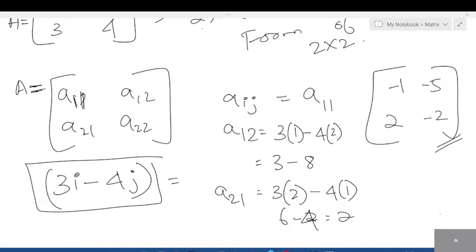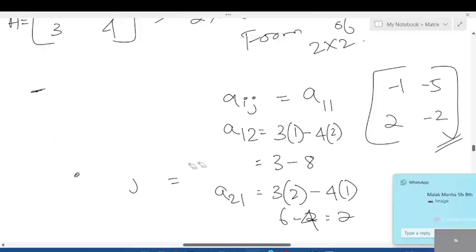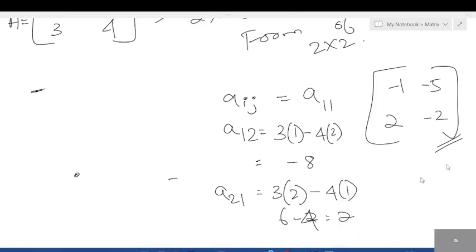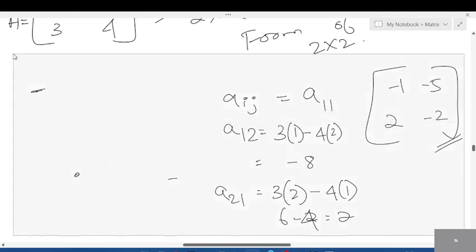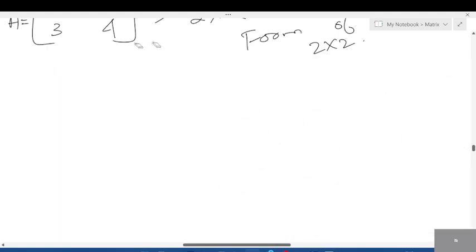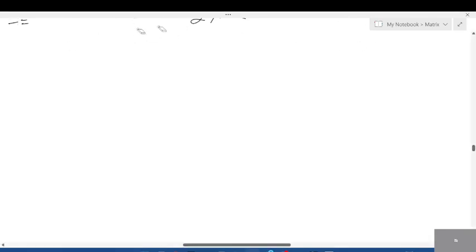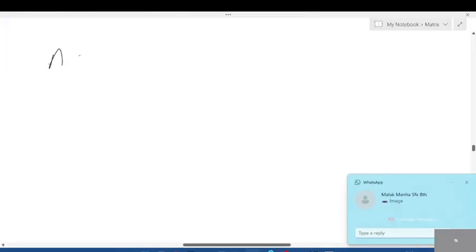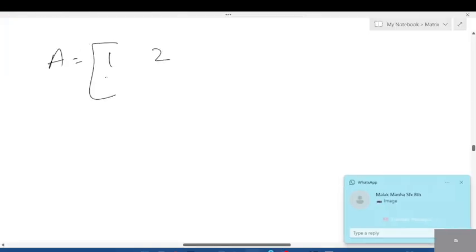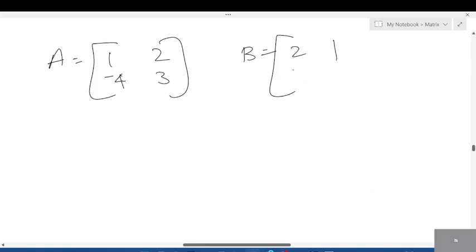Along with that, just go through what is unit matrix, diagonal matrix, all those concepts. Next exercise. You'll have a question given. They'll give the value of A as 1, 2, minus 4, 3. B is equal to 2, 1, 2, 3.